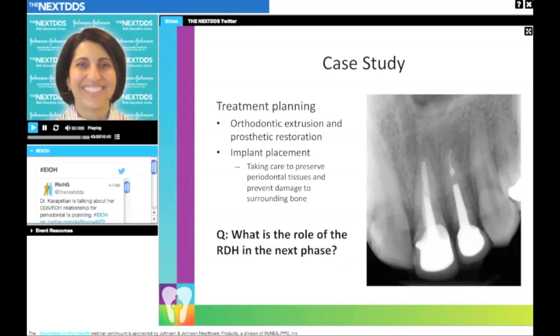And then in the treatment planning phase, the hygienist can play an important role because you can seek their input. How is the patient's home care? Do you think the patient is compliant? Was the patient open to any suggestions that you had made? What is the patient's mind frame? How much treatment can they do?